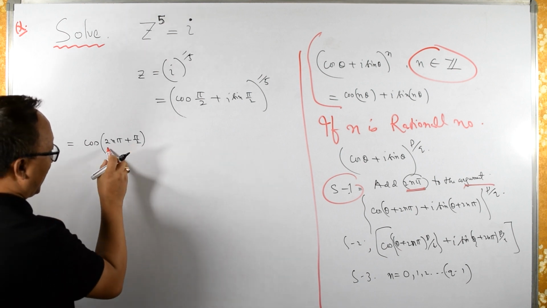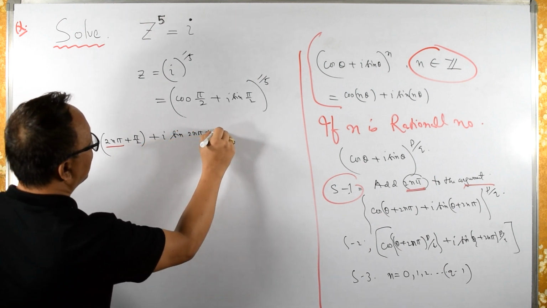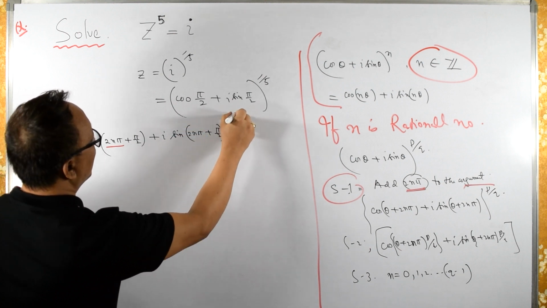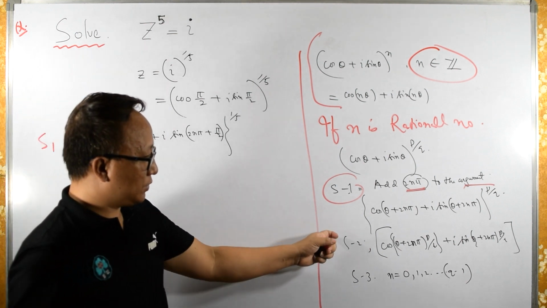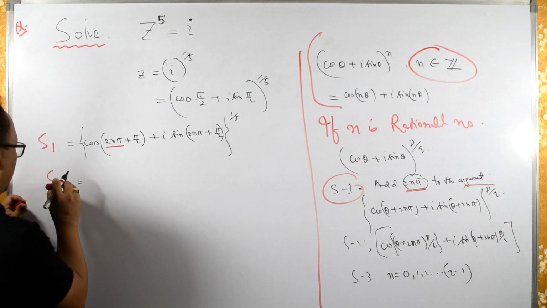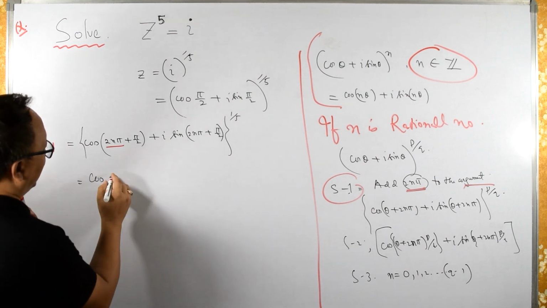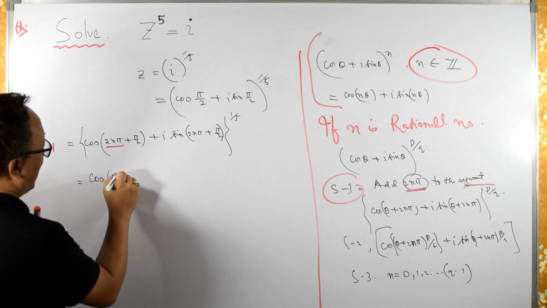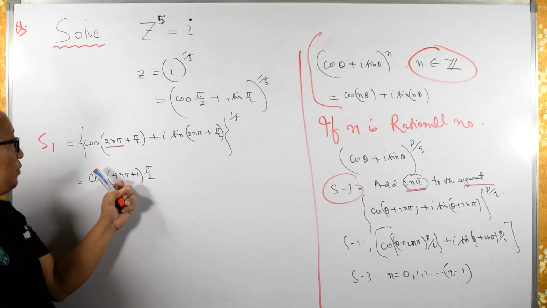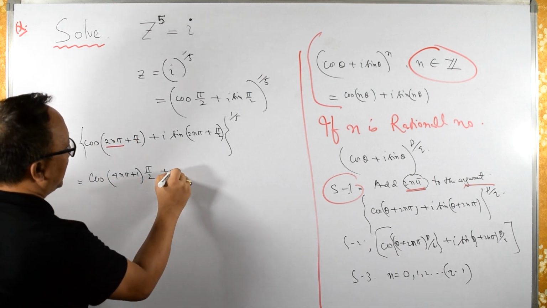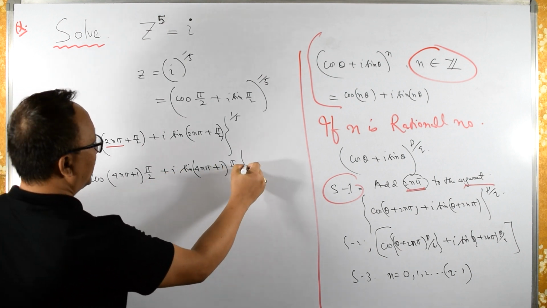In this argument I am adding this: [cos(2nπ + π/2) + i sin(2nπ + π/2)] raised to 1 by 5. This is step 1. Now step 2: before bringing in the 1 by 5, I take π/2 common. Then it is (4n + 1) into π/2. Is it correct? If I multiply, 2 twos are 4, here 2nπ. Therefore this is [cos((4n + 1)π/2) + i sin((4n + 1)π/2)] raised to 1 by 5.